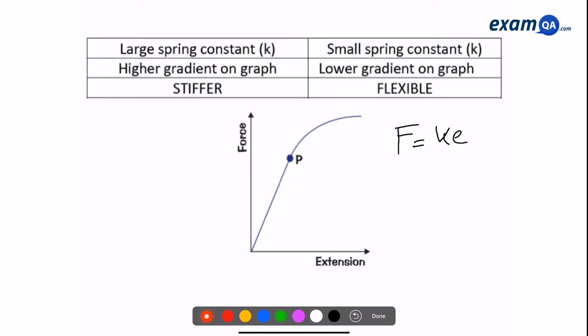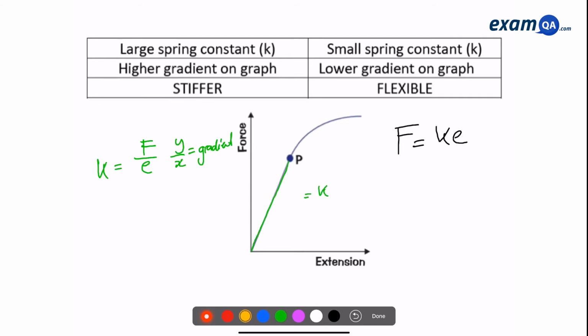Okay, now the next part. Remember, we said K was equal to F over E. Now in this scenario, if I do F over E, that's going to be the same as doing Y over X. And we know Y over X is the same as a gradient. So basically, the gradient of this line is equal to K.